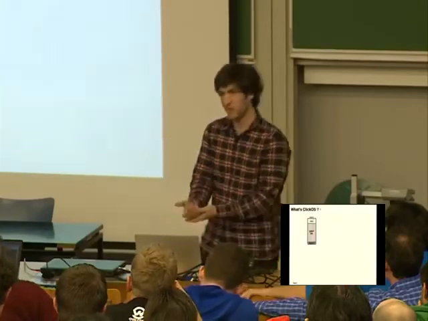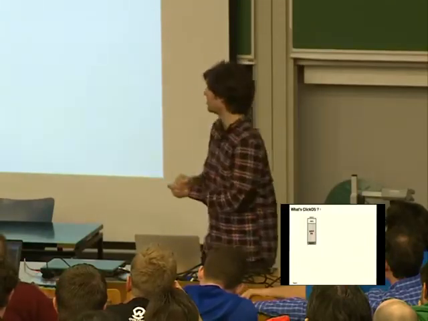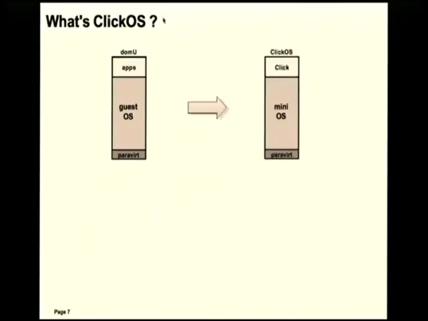So what's ClickOS? Typically, we have in Xen our paravirtualized operating system, slightly modified, working on top of Xen, and the kernel and the applications running on top. In the case of ClickOS, we use MiniOS as our guest operating system, and we just run Click, and we call the whole thing ClickOS.